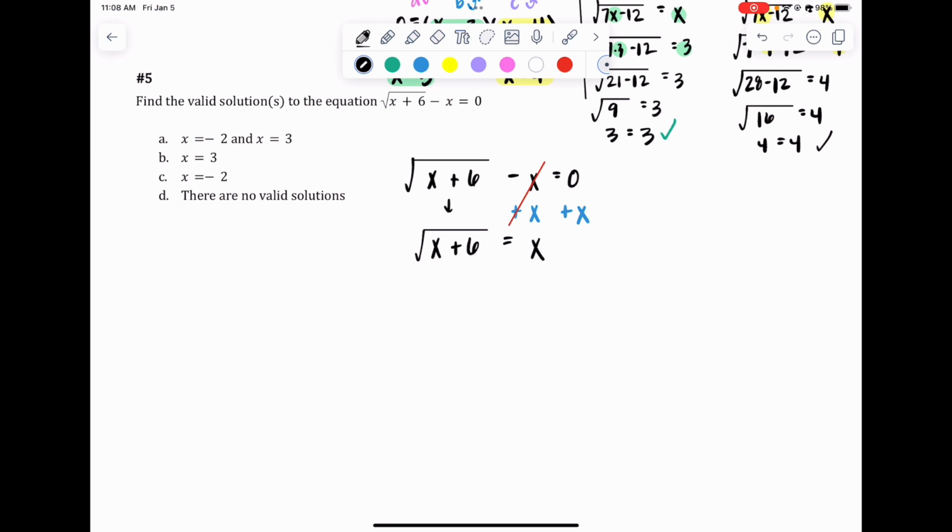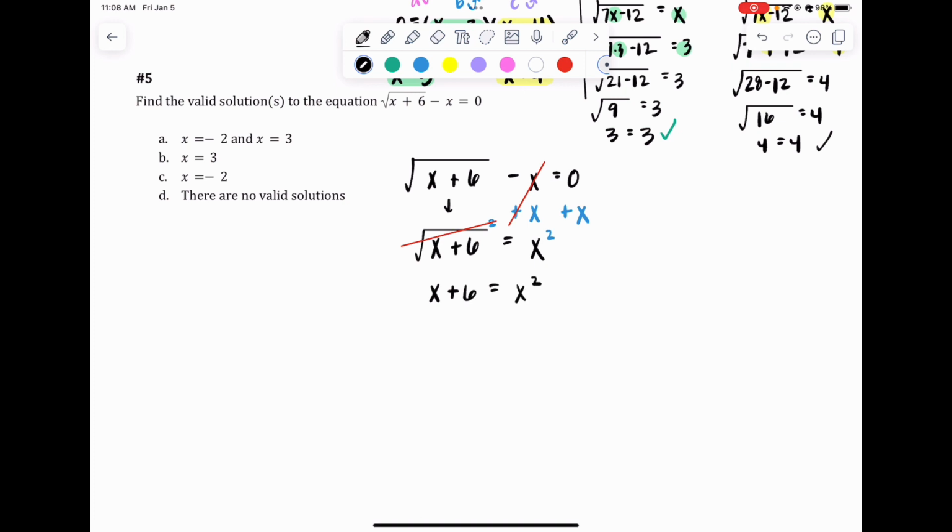So since the radical is now isolated, I'm ready to go ahead and cancel it out by squaring both sides of the equation. So squaring the radical is going to cancel out the radical and leave me with just the stuff that was inside of it. So x plus 6 equals x squared.